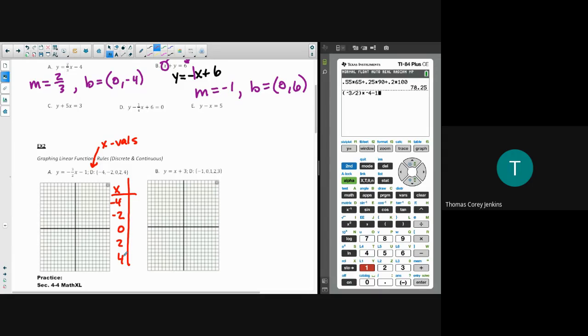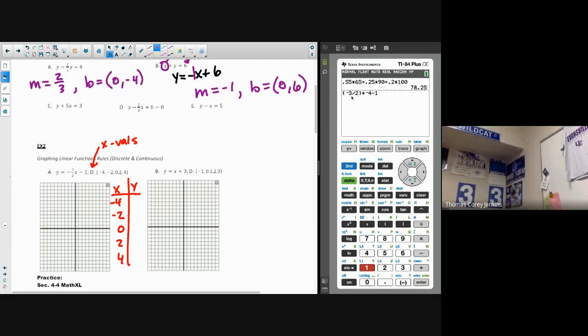So I'm going to use my calculator in order to do that. There's another way you could approach this problem, but I'm going to use the calculator. So if you look over here, I'm kind of ahead. I went ahead and typed it in. -3/2 times -4 minus 1. And that is equal to 5. So -4 goes to 5. All right, I'm going to go ahead and put that on the graph.